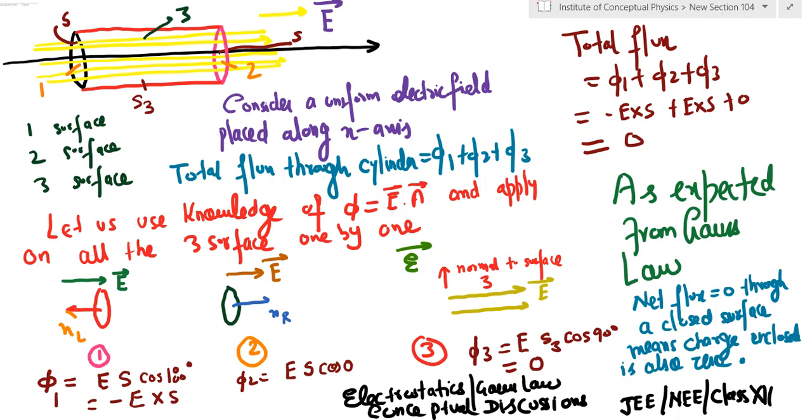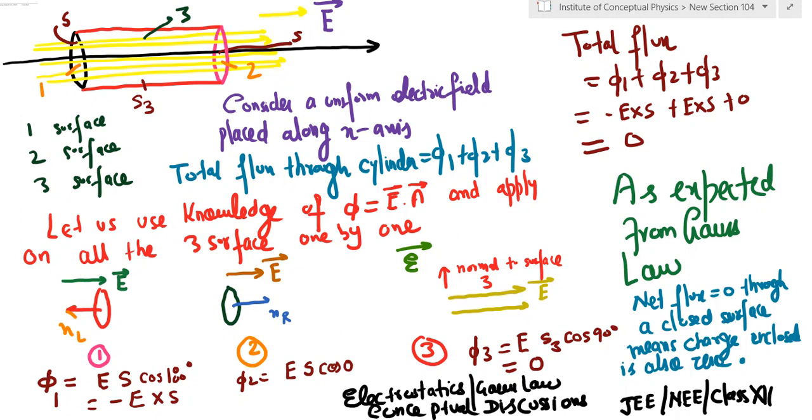All right, so let's take one more situation of a cylinder and assume there is an electric field which is along the x-axis and the cylinder is also kept along the x-axis. Now, the cylinder has three surfaces. If you see, I have labeled them as surface 1 on the left hand side. It's a circle, pi r squared. On the right hand side, another circle. And then obviously there is a lateral surface of a cylinder, which is S3.